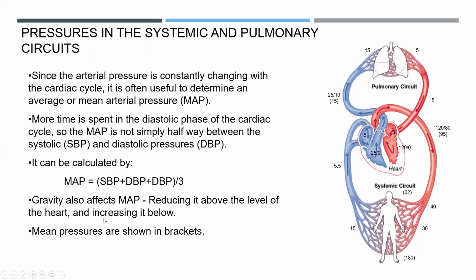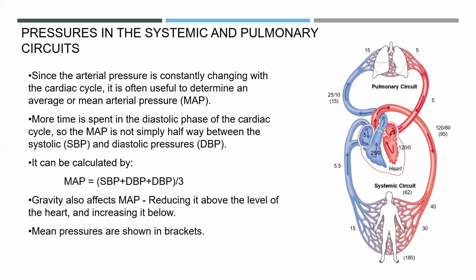Now, of course, we have pressures in the systemic and pulmonary circuits. And since the arterial pressure is constantly changing with the cardiac cycle, we often use something called mean arterial pressure, or an average. So it lets us know if we are pushing enough blood through our system to be able to supply blood to our major organs and, of course, to our brain. So I'll talk about this a little bit more in the lecture.